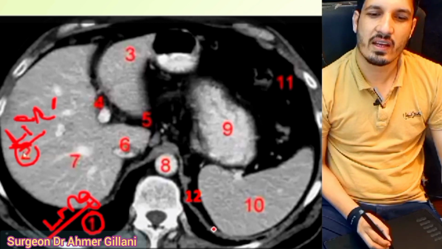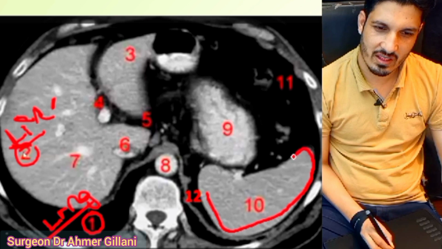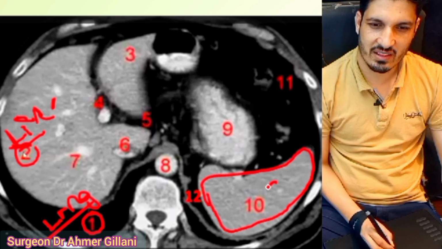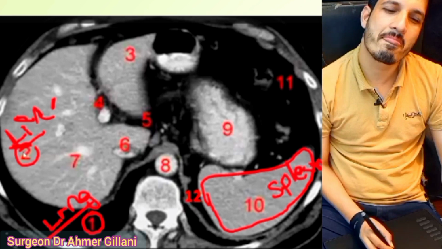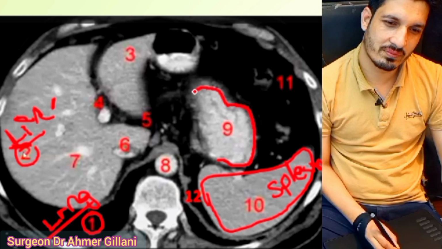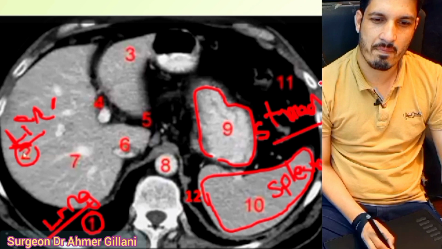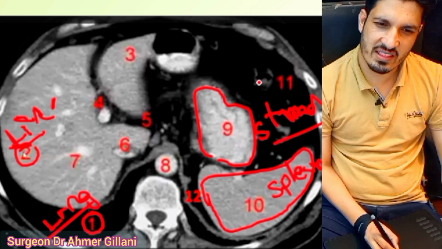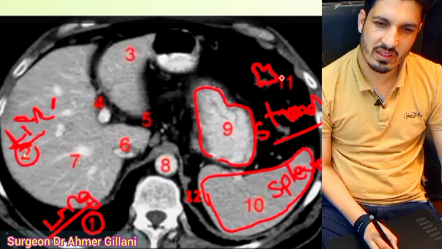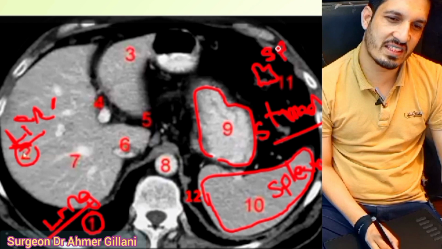Okay. Structure number 10, this structure, this is a spleen. Now the structure number 10, this structure, this is stomach. And this is a hollow tube, structure number 11. Basically this is the splenic flexure.